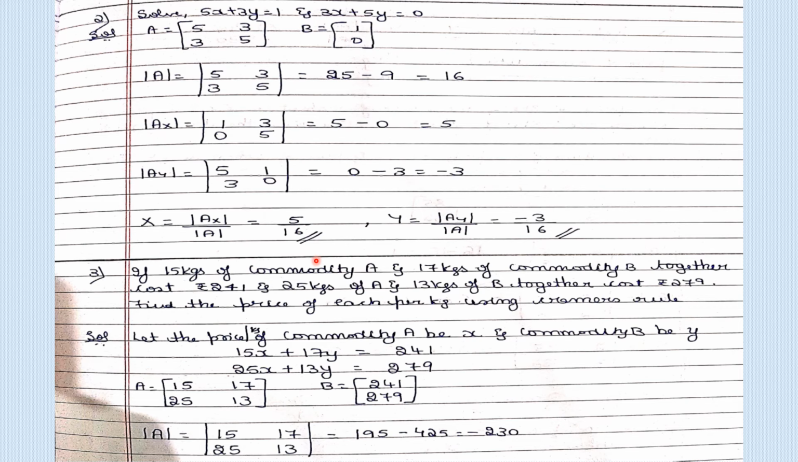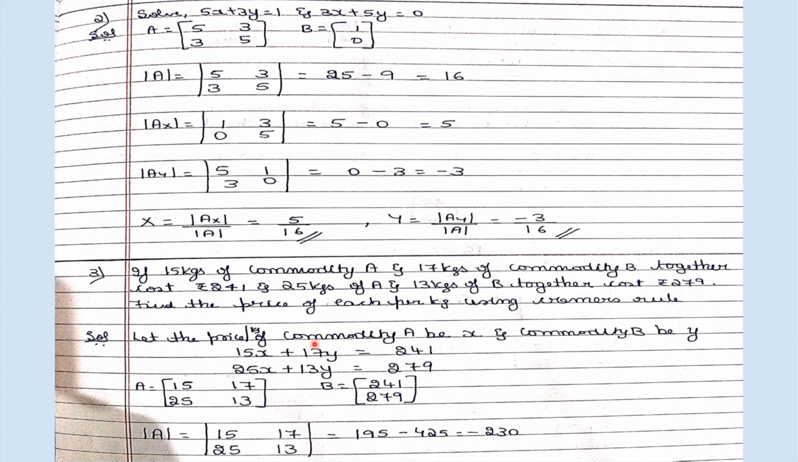Next problem. If 15 kgs of commodity A and 17 kgs of commodity B together cost 241. If you take the price of commodity A as x and commodity B as y, that will be 15x plus 17y is equal to 241. Next, 25 kgs of A and 13 kgs of B together cost 279. So that will be 25x plus 13y is equal to 279.